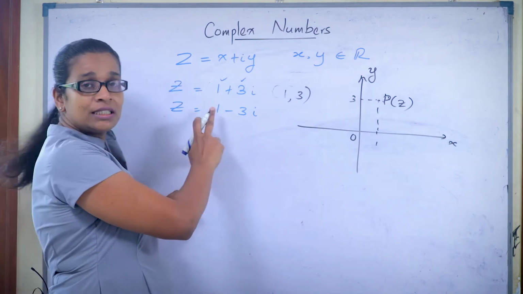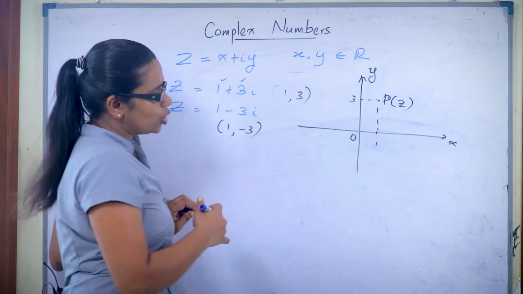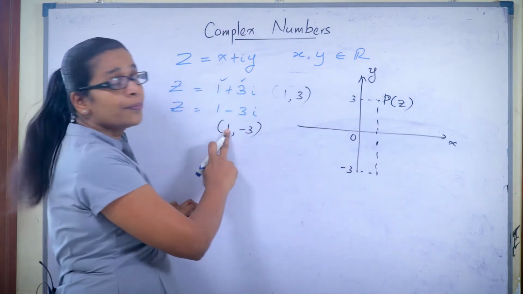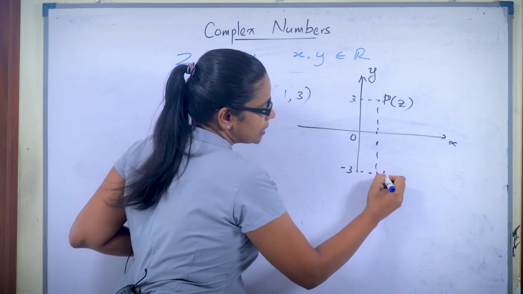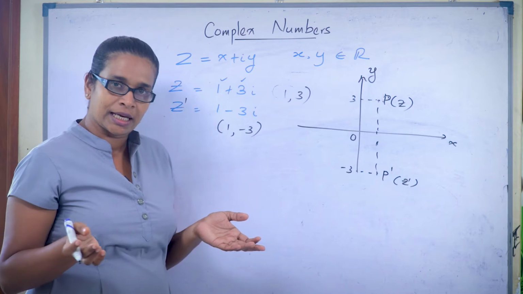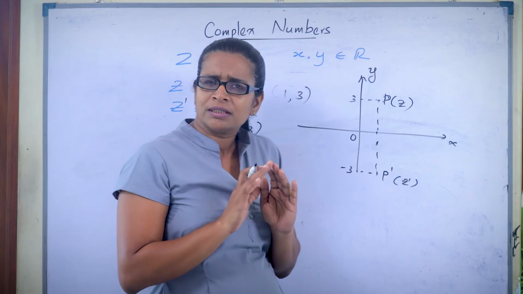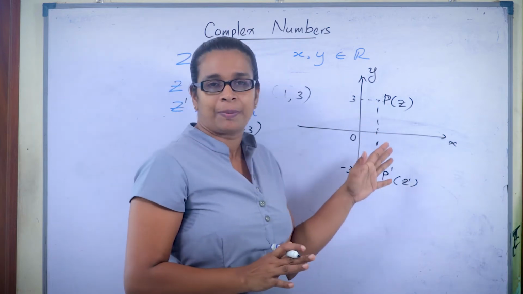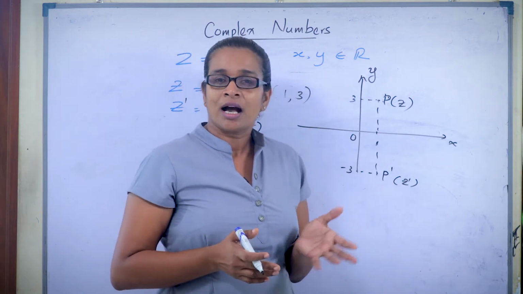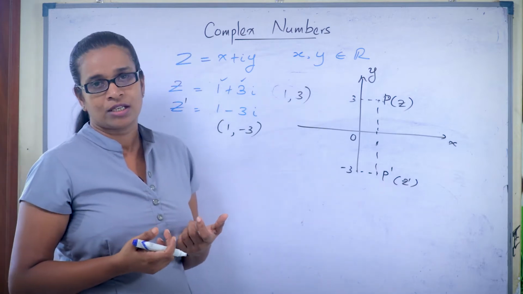Okay. So, if you consider this one, what is the ordered pair for this one? 1 and minus 3. So, if minus 3 is somewhere here, this complex number is represented on this point. You can understand this one. Now, using this property, we can represent any complex number on this plane. This plane is known as the complex plane, or sometimes it is known as the Argand plane.